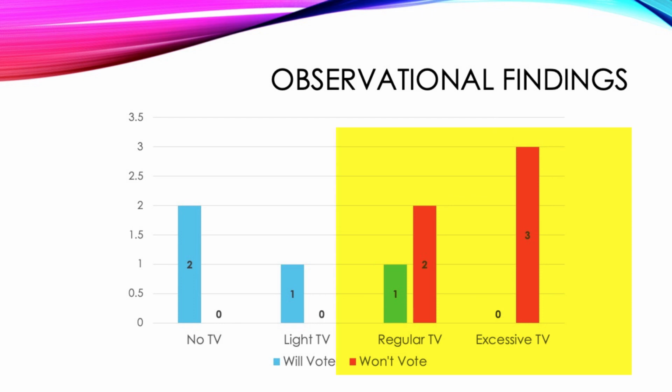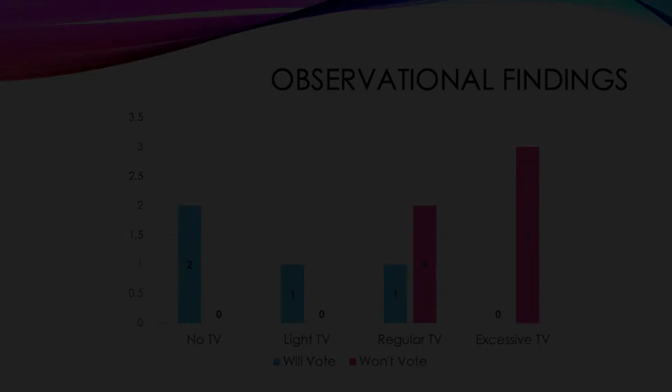So here we have some evidence to suggest that there is a relationship, that these variables are correlated. But do we have enough data and a strong enough theory to argue that these are causal? Is it the TV watching habits that is causing the attitudes towards voting?